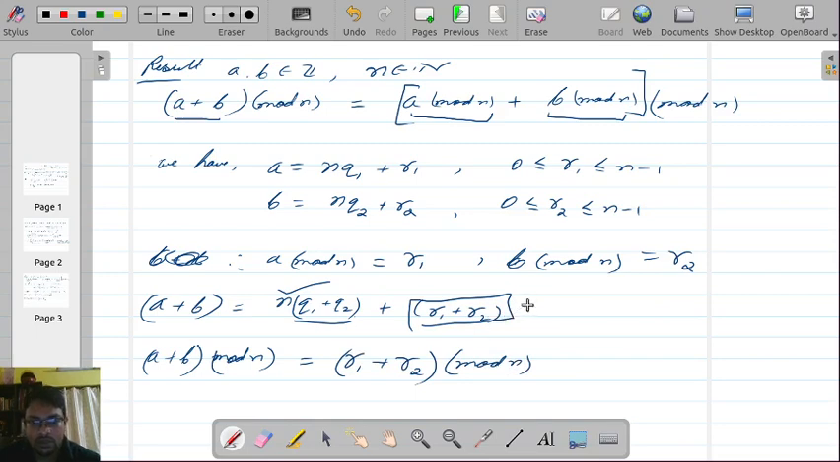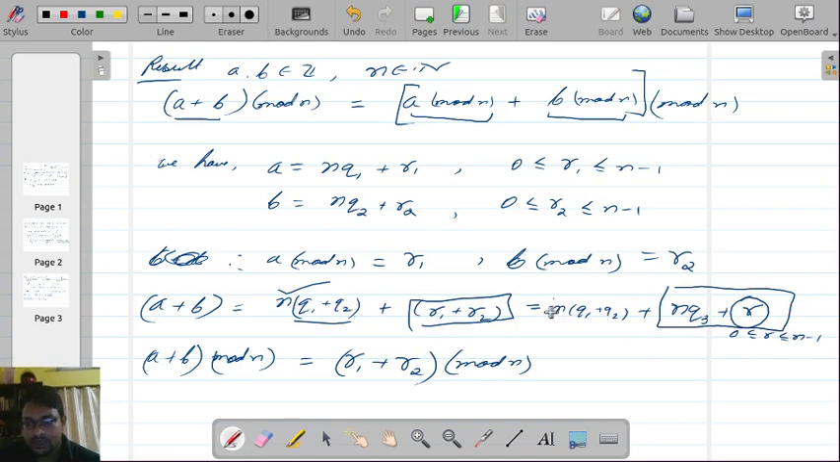Let me explain it again. This part I can write as n into q1 plus q2, and since r1 plus r2 is again an integer, if we divide r1 plus r2 by n, we will get something like n q3 plus r, where r lies between 0 and n minus 1. In that case a plus b mod n is exactly r, which is the remainder when r1 plus r2 is divided by n. We are not considering the other part at all; we have just considered the division of r1 plus r2 by n.